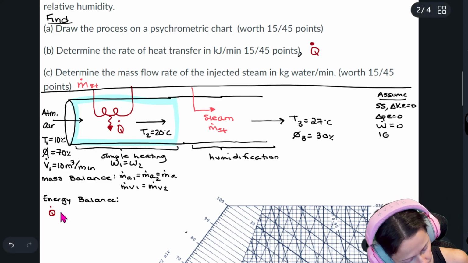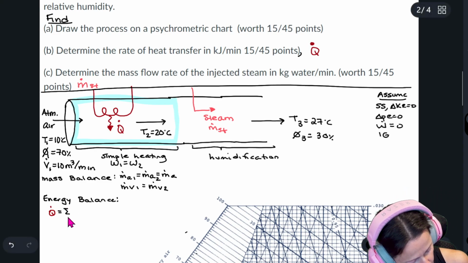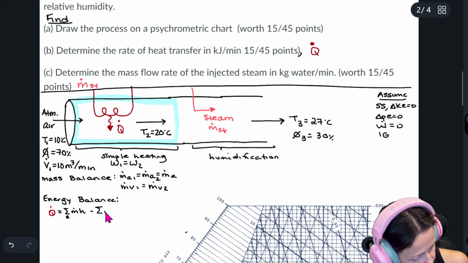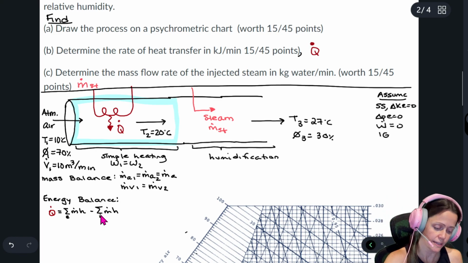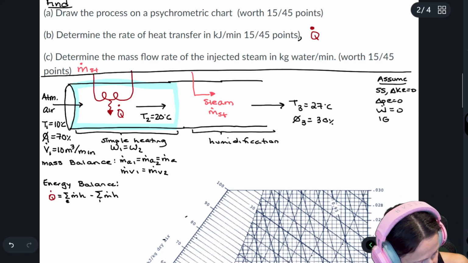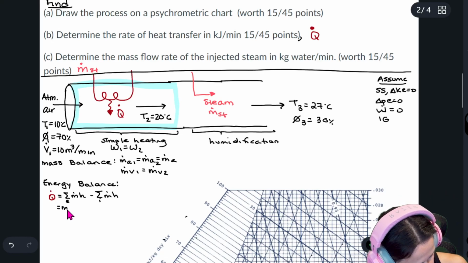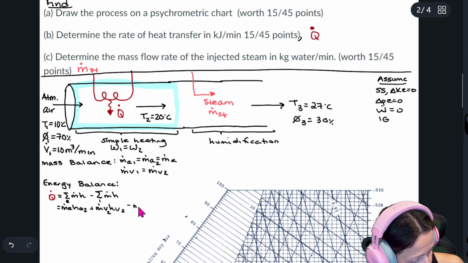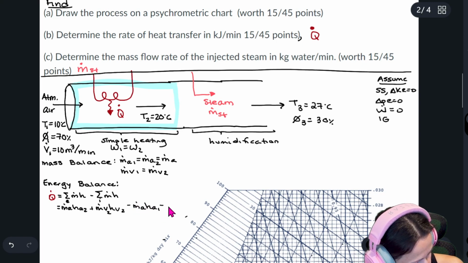So this is going to be the stuff going out minus the stuff going in. I'll go ahead and go through the derivation here. So it's m dot A h A2 plus m dot V h V, all at state 2, minus the same thing at state 1.